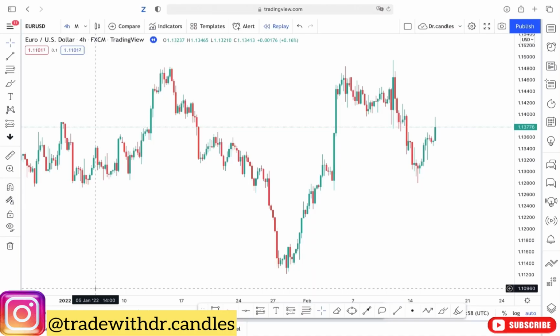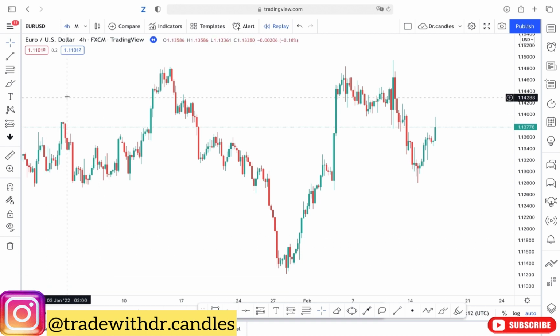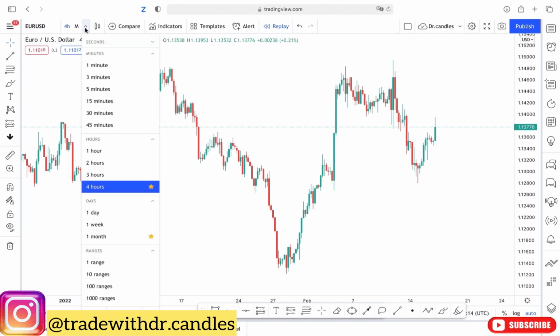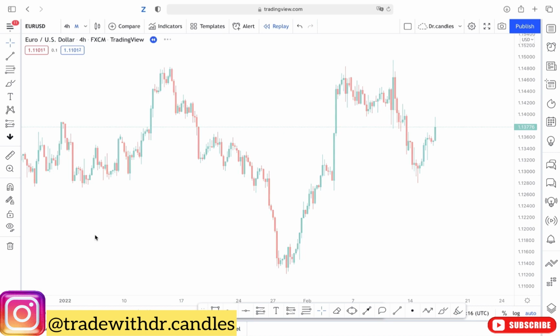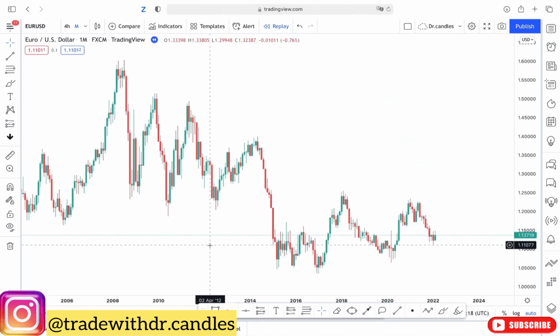EURUSD is my favorite pair, so I would like to use EURUSD for this example. Most of the time I prefer to start my top to down analysis from the weekly time frame. Sometimes, however, I go all the way to the monthly time frame just to see the overall picture of the market, not to really do anything on the monthly time frame. I just want to see what the big boys are doing.